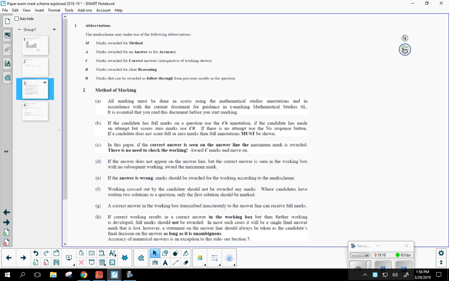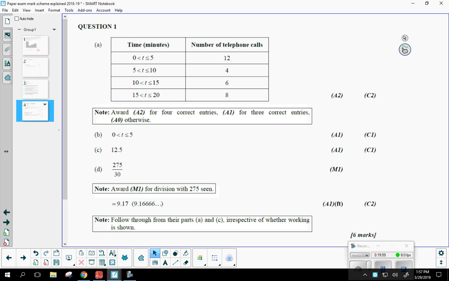In fact, one thing that I like here, if you take a look at C, it says in this paper, if the correct answer is seen on the answer line, they don't look at the work. The only time they're going to look at your work is if they don't see the right answer. Now, of course, I would encourage you to make sure you have some work there. Even if it's something super simple, it's just kind of like insurance. If you get the wrong answer, you could still get some possible points based on your strategy or even a follow-through. If what you used from a previous portion of a problem is incorrect, but you used it in a correct way. Does that make sense? Okay. So I'll let you go ahead and read through that.